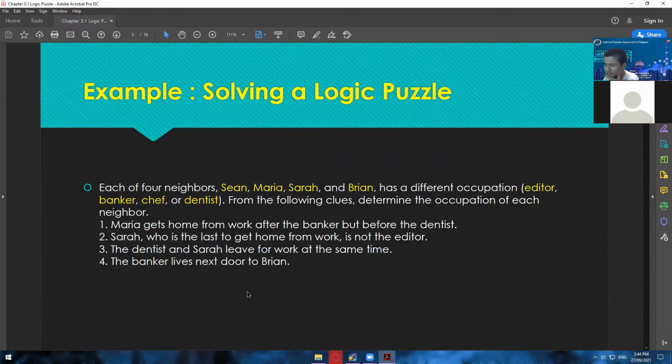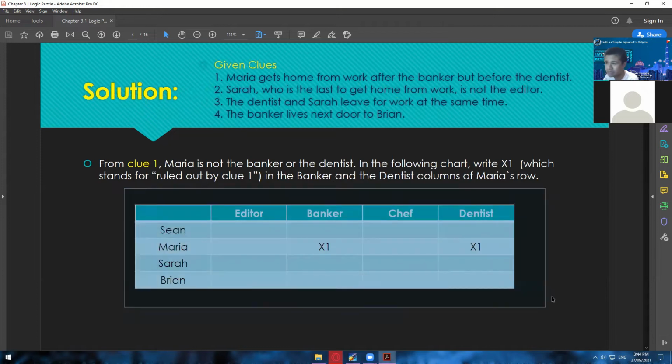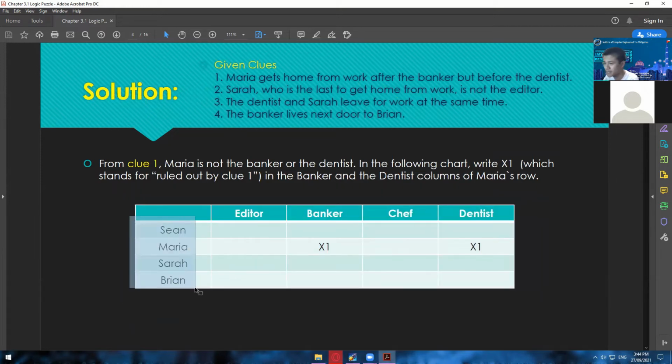All right, so 1 minute is already over. Let's now proceed with the solutions. I hope you got an idea already how to solve this one. You can draw a simple table like this. We have the names on the left side, and then we have their jobs on the top side. Here are the given clues. I included the given clues right here so we can still have the reference.